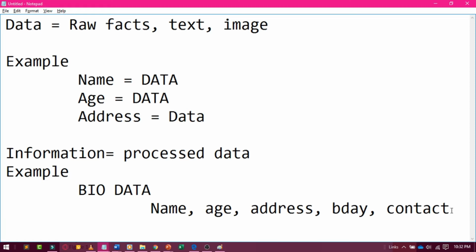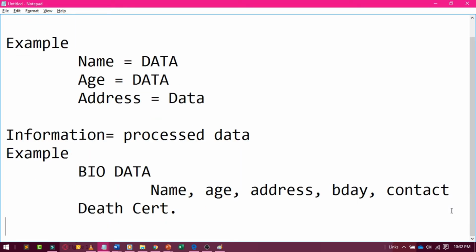Another example is what we call a death certificate. Okay. Bakit death certificate is an information? Because that certificate, nilalagay o binibigay sa atin yung information kung sino yung namatay, kailan siya namatay, and ano yung cause ng death. Okay? So, death certificate is an information. And others, we have birth certificate. Of course, it's the same with the certificate. It's the same with biodata.